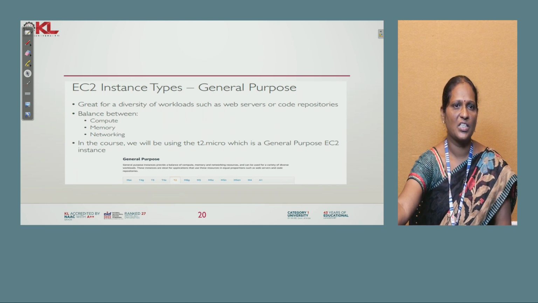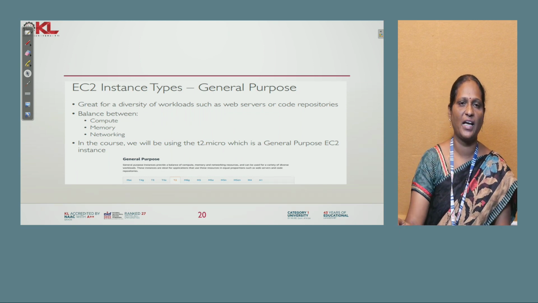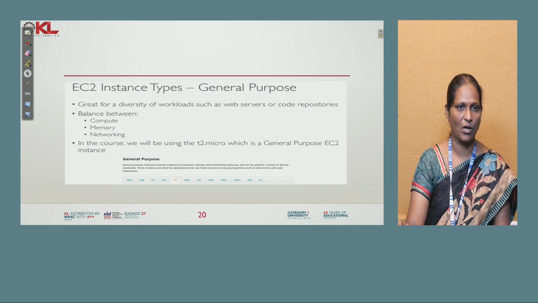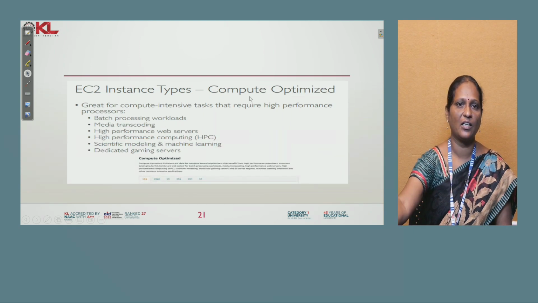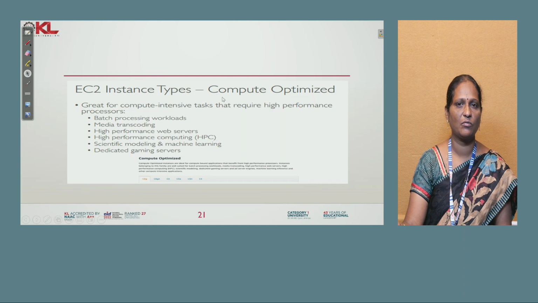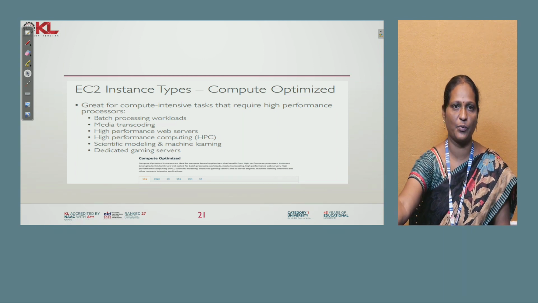And EC2 instance types can be balanced. If you want to balance different resources like compute, memory and networking, because your workload may not be purely concentrated on compute, memory or networking, then the best choice you can opt for is general purpose. And compute optimized: if you want workloads purely based on performing computations, then you can go for compute optimized workloads, which include batch processing, media workloads, high performance computing, scientific modeling and machine learning. These are examples of compute optimized workloads.